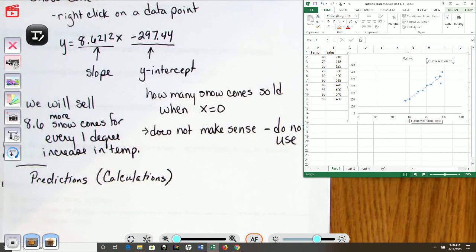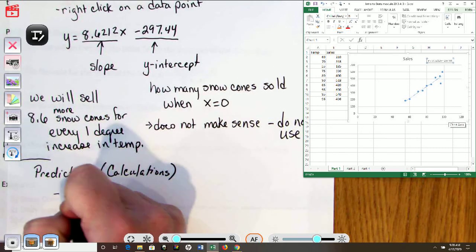Okay. One thing I do want to warn you is, though we see that this line fits this data here, what a lot of people sometimes will do is try to use this line and say, oh, it's going to keep going and going and going. That is not necessarily the case. So we really shouldn't do any calculations outside where the data falls.